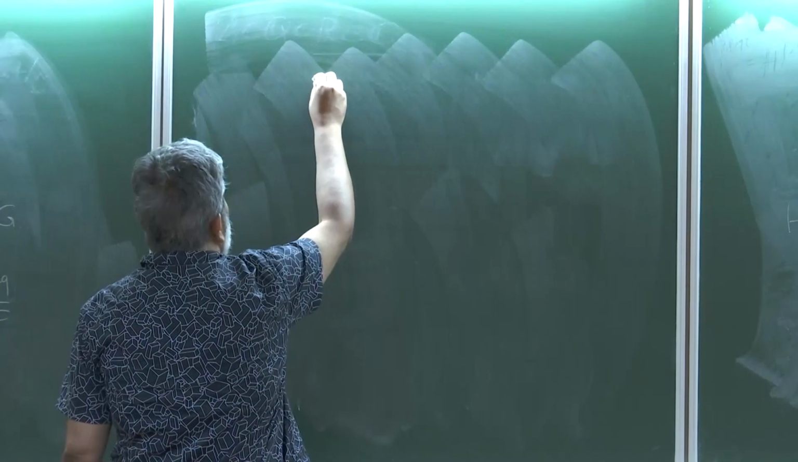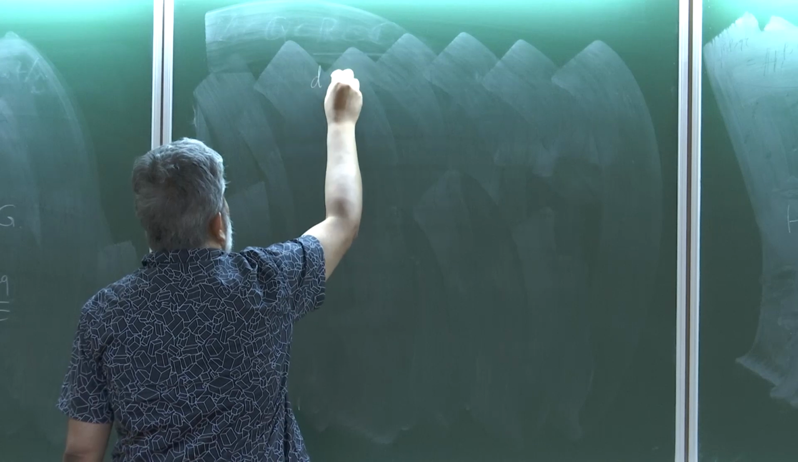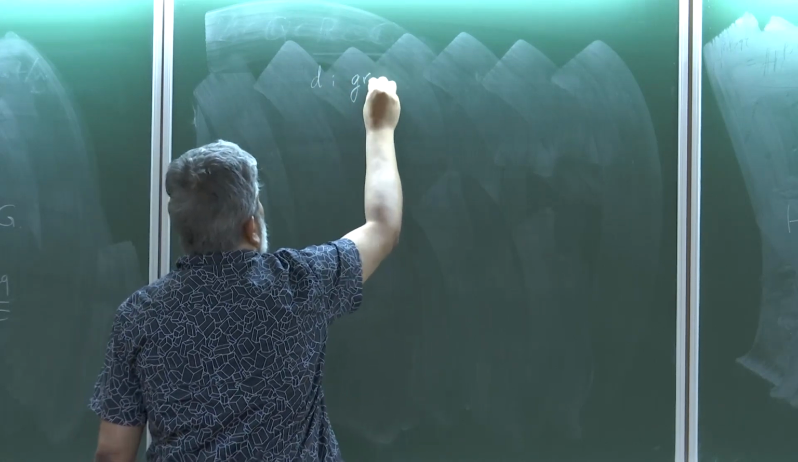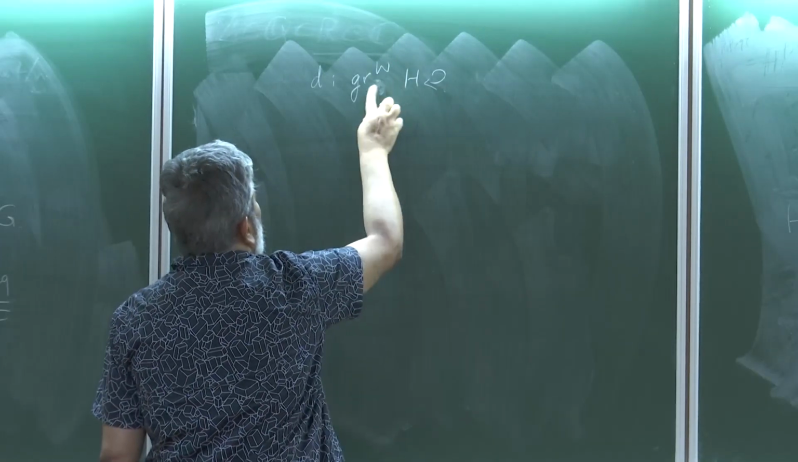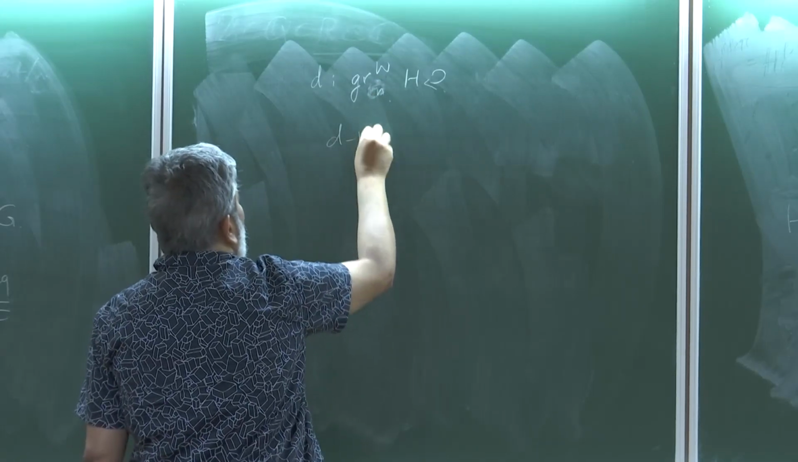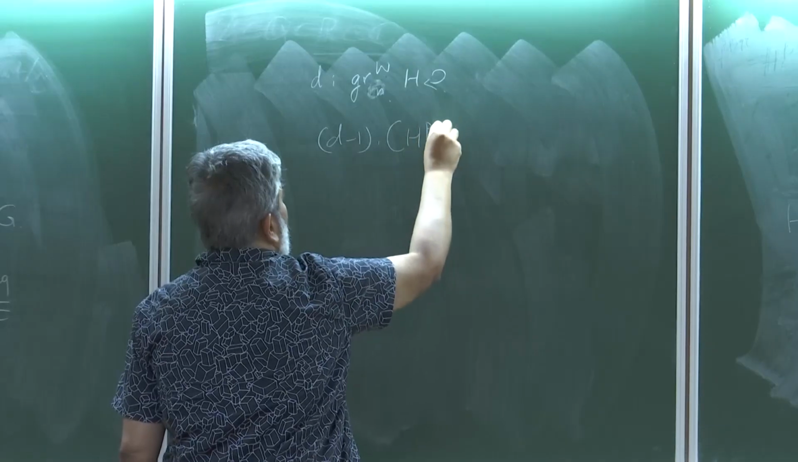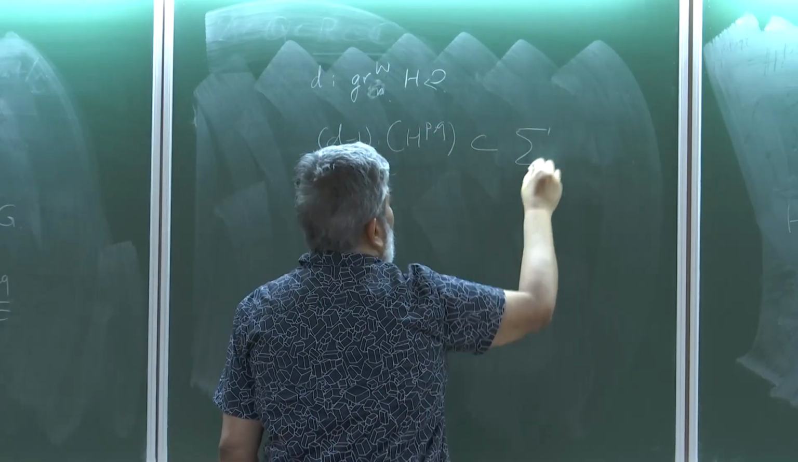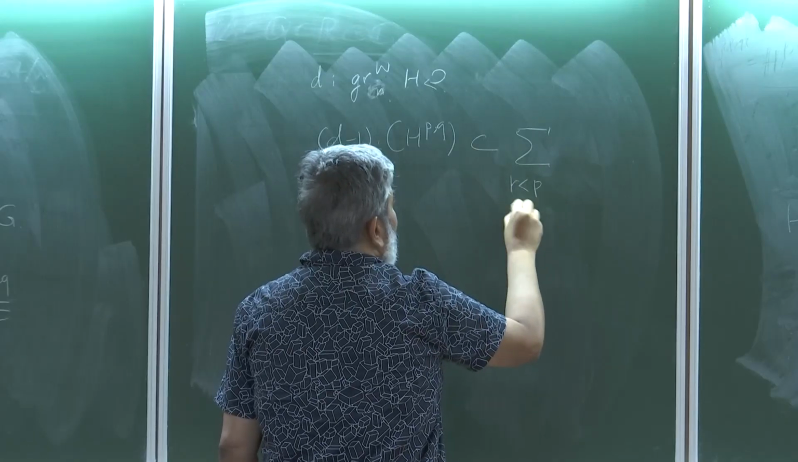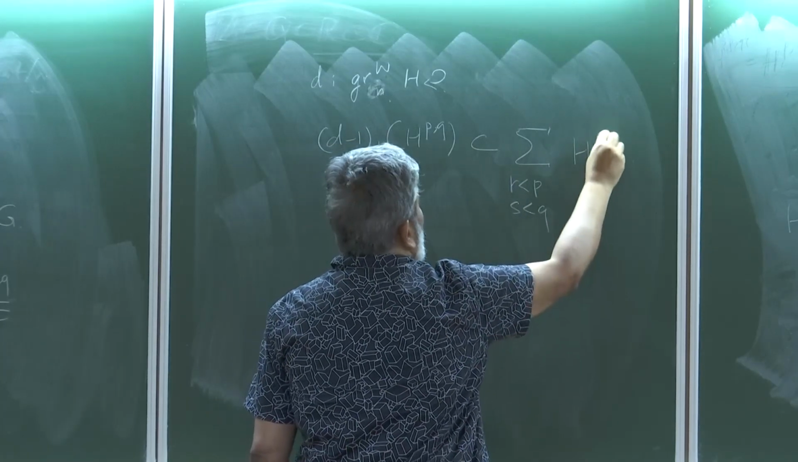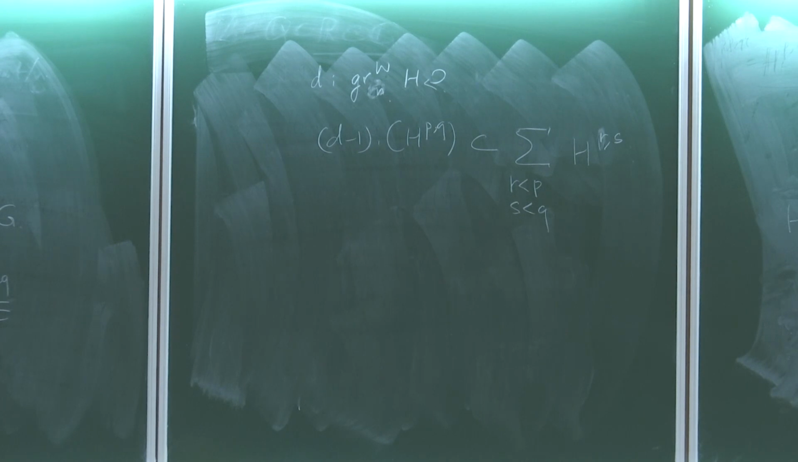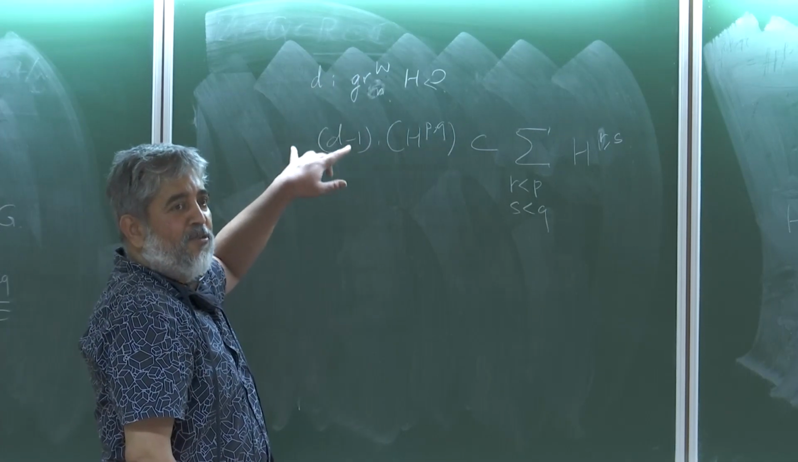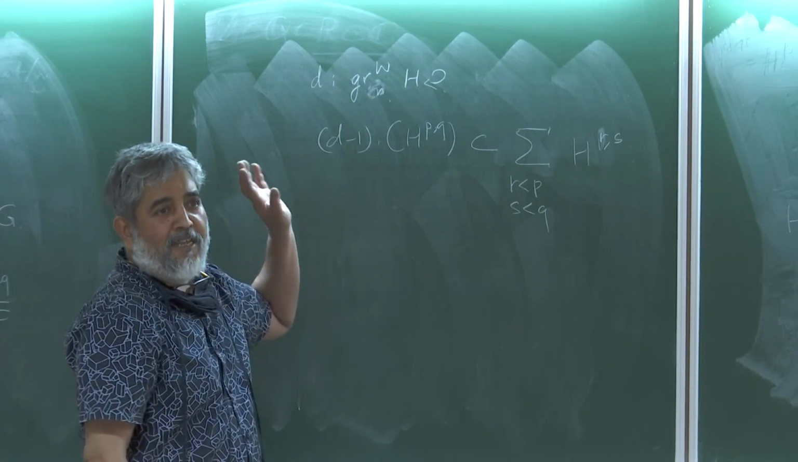So it amounts to giving a certain map D from the associated graded to itself, such that D minus 1 takes H^{P,Q} into the sum over R less than P, S less than Q of H^{R,S}. So this is an alternate description that Deligne gives of what is a mixed Hodge structure. A mixed Hodge structure is a direct sum of pure Hodge structures together with such a map D, which has this property.